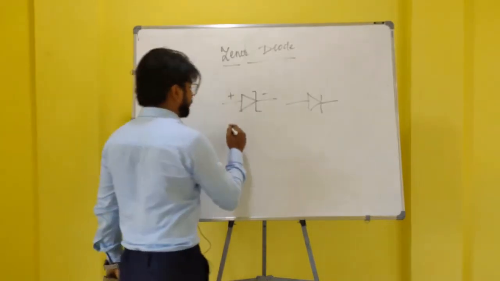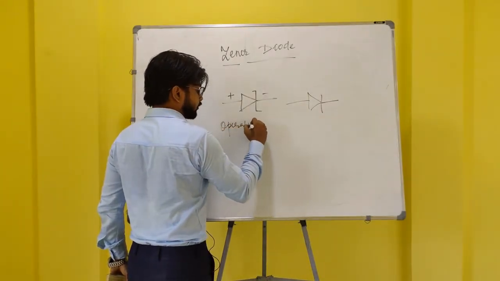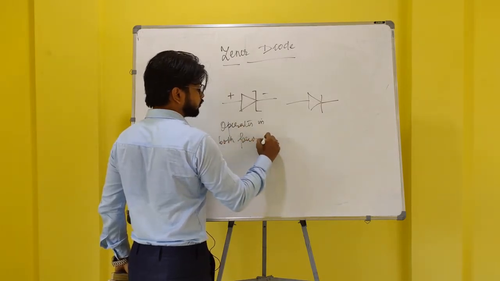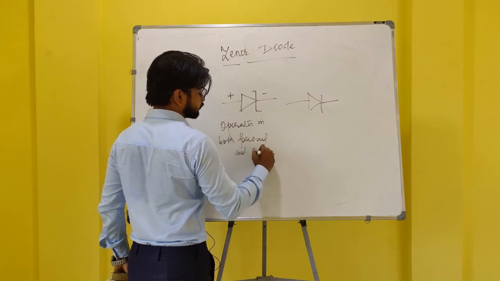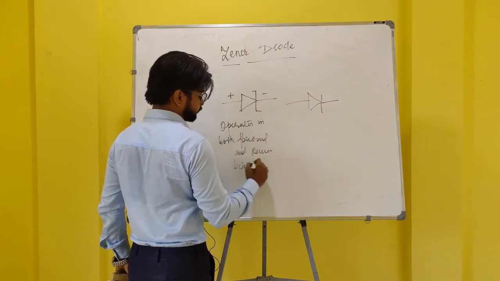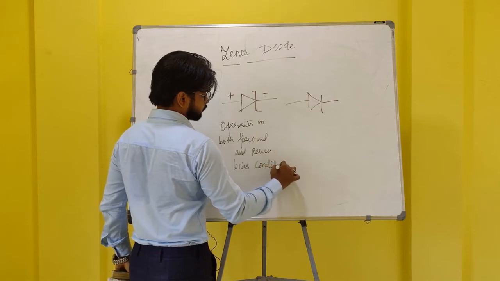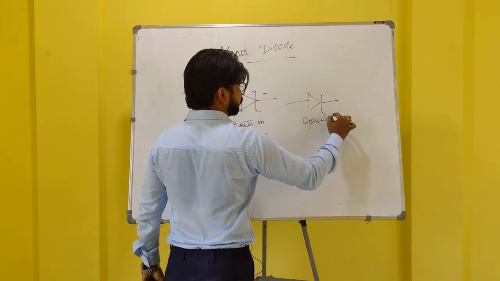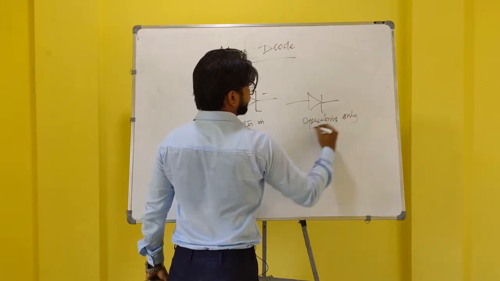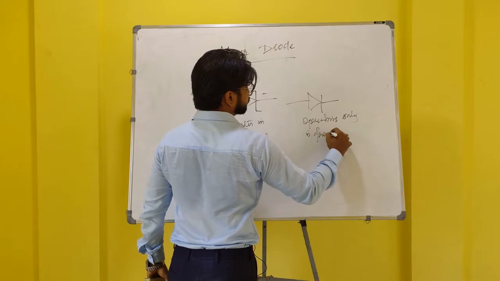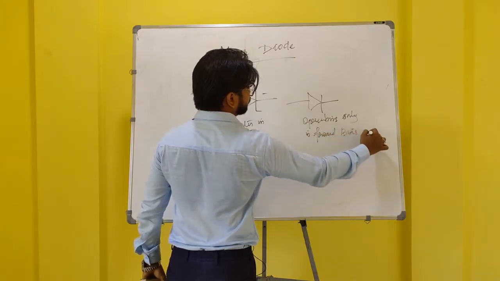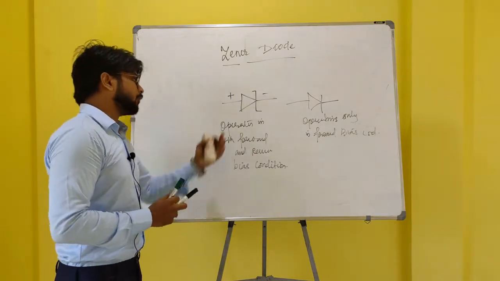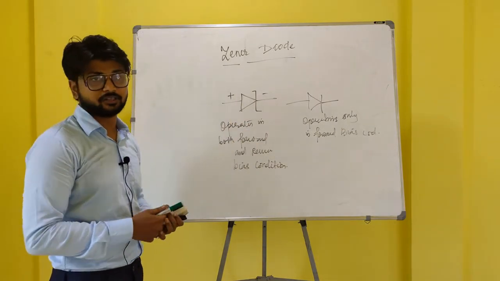A Zener diode operates in both forward and reverse bias condition. But a normal diode, as you know from lecture 2, operates only in forward bias condition. Now, why does a Zener diode operate both in forward and reverse bias condition?